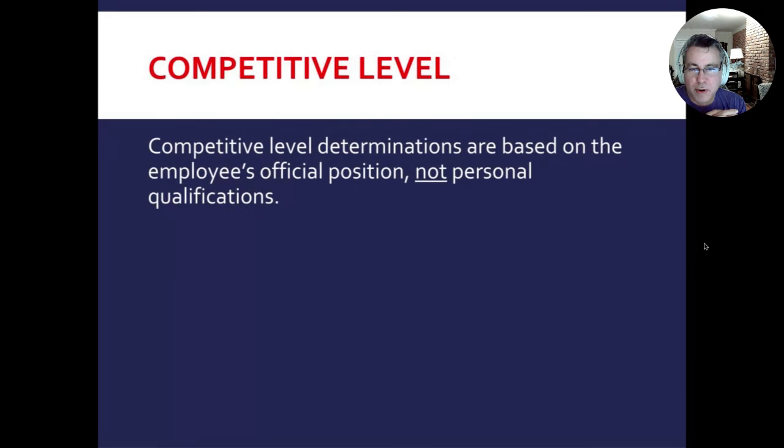This is very important when they determine your competitive level on the retention register. And I mentioned in a previous video that you have a right to see the retention register and see how you were scored and make sure everything in there is accurate. The competitive level determinations are based on your official position, not your personal qualifications. So why is that important?